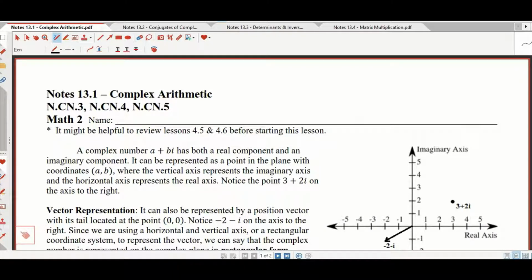Right, good day. This is Mr. T, section 13.1, honours section for your Secondary Math 2, complex arithmetic.